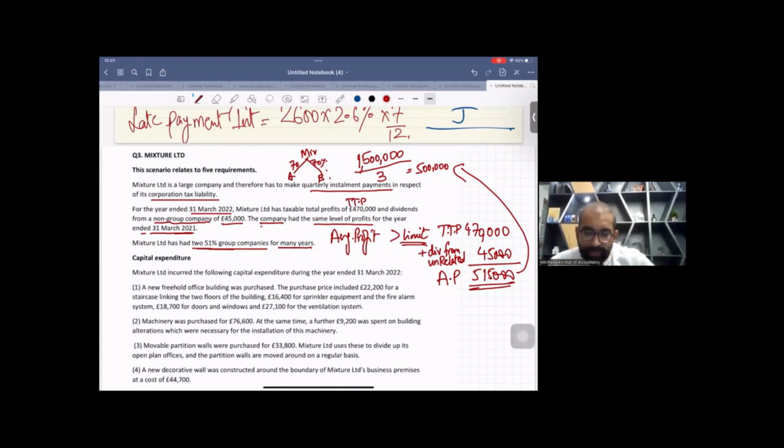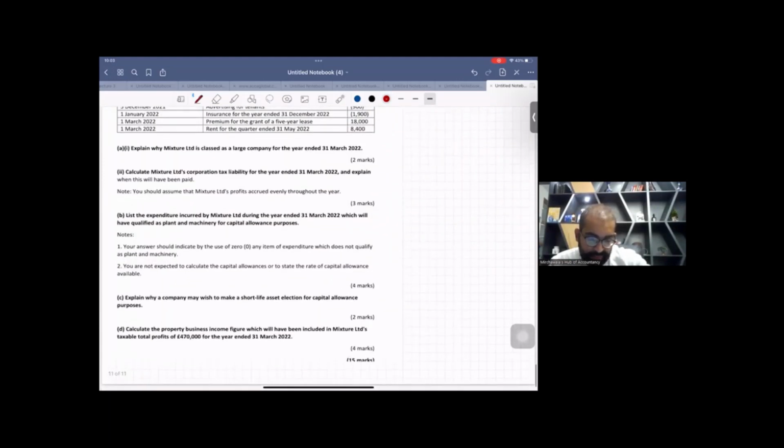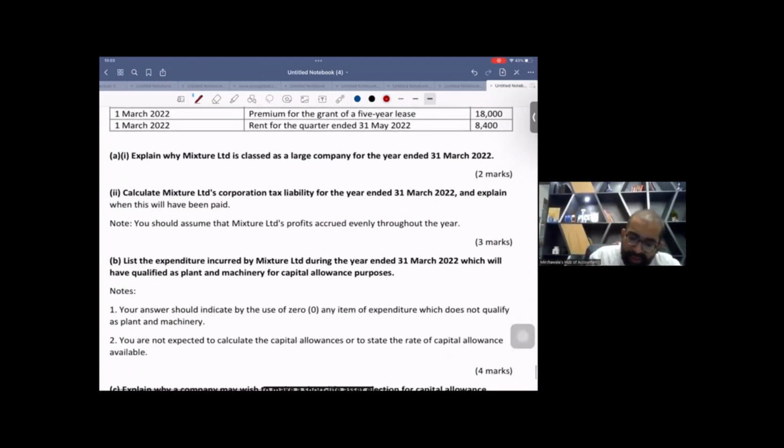Let's enjoy the requirements now. This is the first requirement. Explain why Mixture Limited is classed as a large company for the year ended 31st March 2022. Because the current year augmented profits are greater than the limit, as well as this company was a large company last year. Or you can simply say, this year this company is large because the AP is greater than the limits. That's it. Forget about the last year.